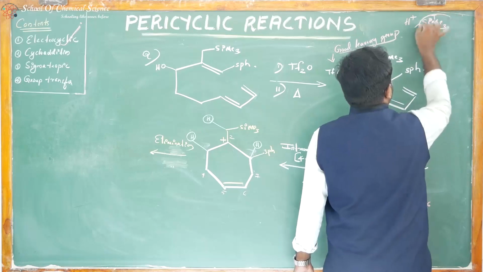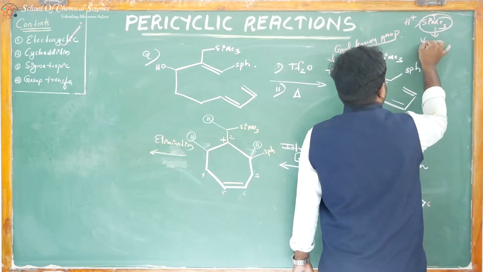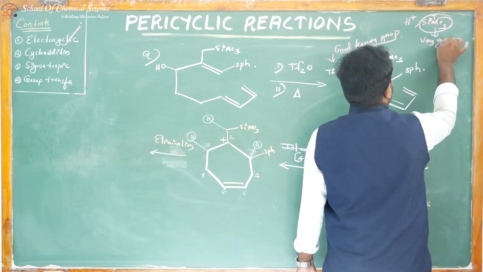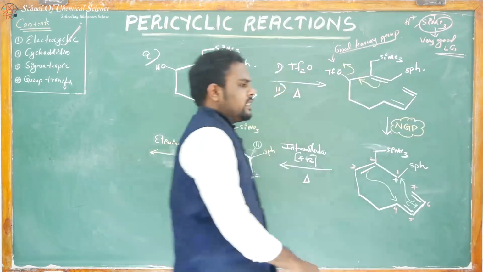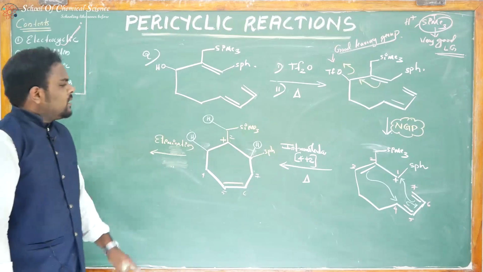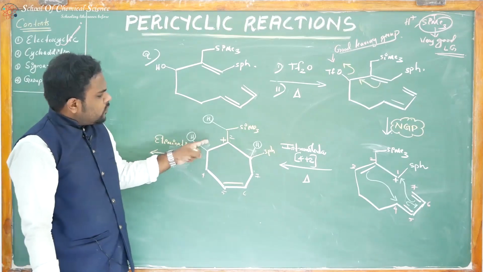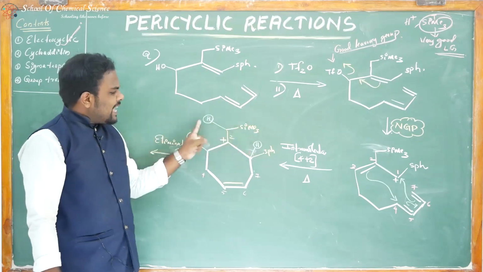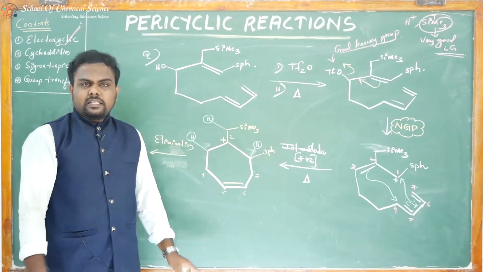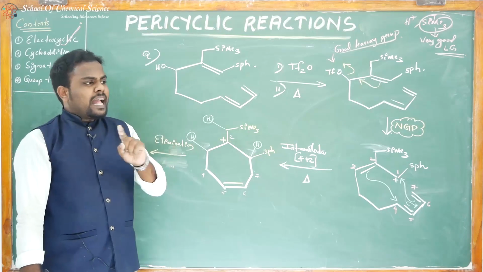SiMe3 plus is a very good leaving group that we studied in the previous lectures. Compared to H plus, here hydrogen can be eliminated to form a double bond. Here hydrogen and SiMe3, all these are in alpha position. Elimination is an alpha elimination.